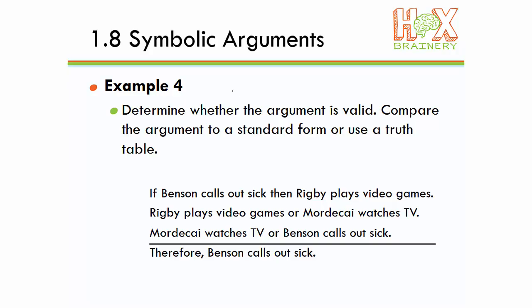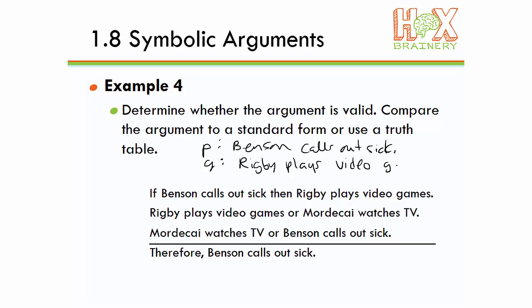Example 4, determine whether the argument is valid. Compare the argument to a standard form or use a truth table. If Benson calls out sick, then Rigby plays video games. All right, P is going to be Benson calls out sick. Q is going to be Rigby plays video games. So this first premise here is if P, then Q.